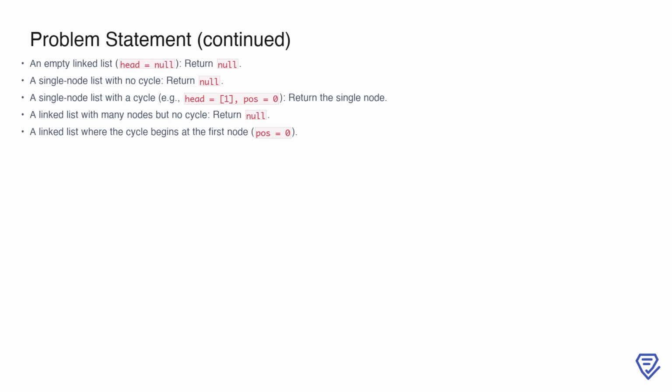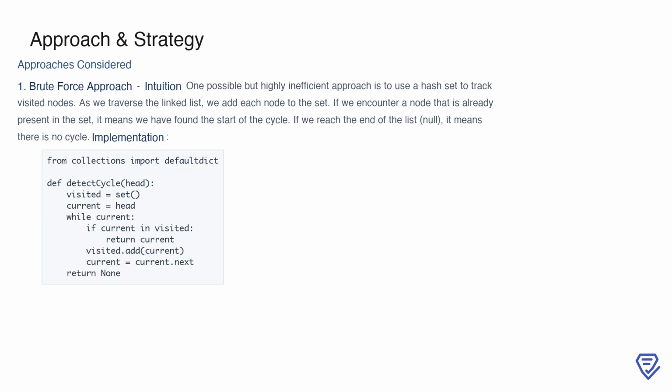To solve the problem of detecting a cycle in a linked list, one approach we can consider is the brute force method. The intuition behind this approach is straightforward. As we traverse the list, we use a hash set to keep track of all the nodes we've visited. If we encounter a node that's already in the set, we know we've found the start of the cycle. On the other hand, if we reach the end of the list, which is represented by a null pointer, we can conclude that there is no cycle.